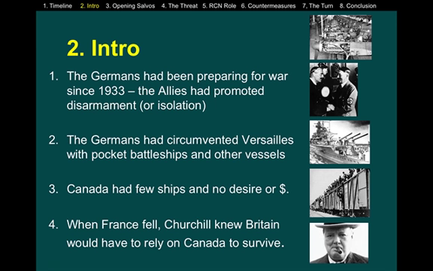Now, what was going on in Canada? Well, after the First World War, you'll remember that Canada had quite a large army, 500,000 men in uniform, and all of that just was disbanded after the First World War. Of course, in the 1930s, the Depression was going on, and Canada didn't have money to be spending on a military.